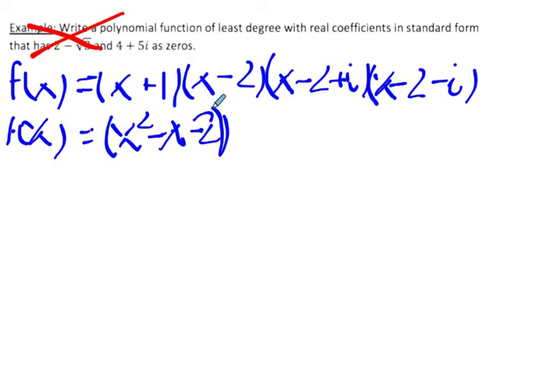So I'm going to start with this x, and I'm going to do this in a different color just to help you follow the work a little bit better. So I'm going to distribute the x through. So x times x is x squared. X times negative 2 is minus 2x. X times negative i is minus ix.